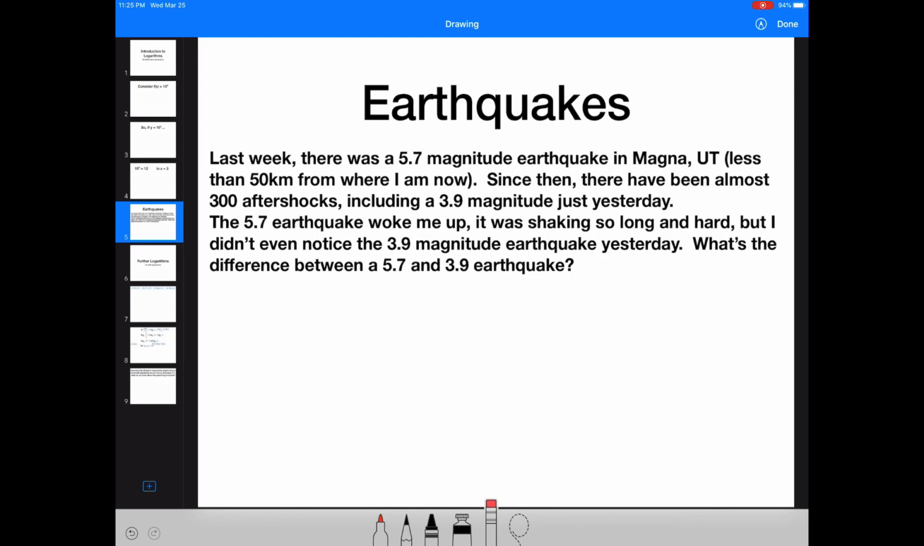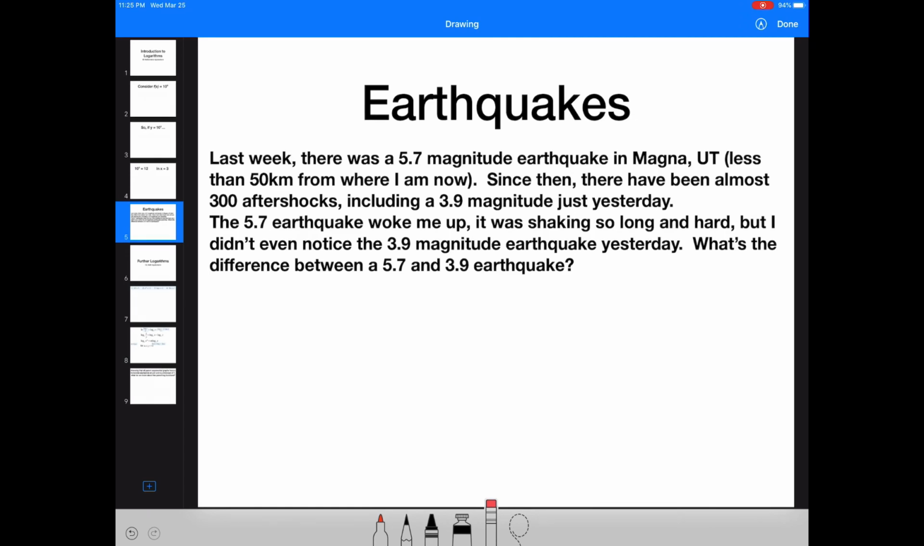Okay. Now, earthquakes. Just last week, there was a 5.7 magnitude earthquake in Magna, Utah, which is about 50 kilometers from where I am staying right now. It was big enough and long enough that it woke up me and my wife and my kids, and we could all feel the house, our beds shaking for 10 to 15 seconds, reasonably large.